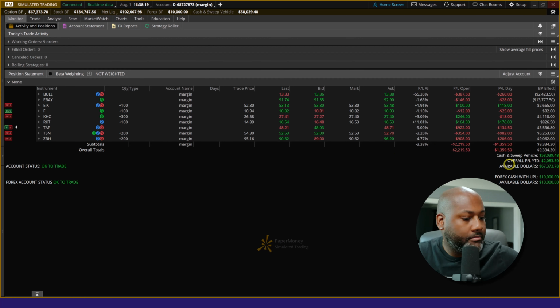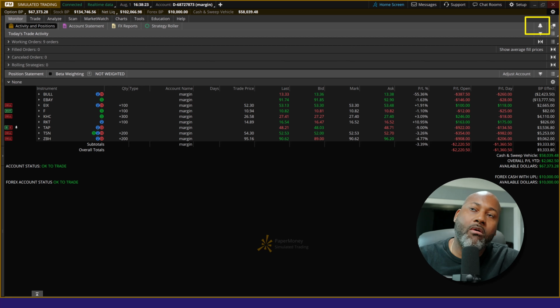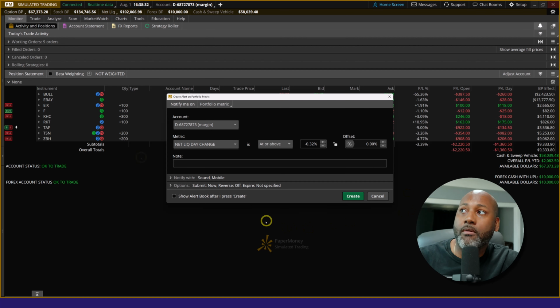Right up here, you can see that bell icon. Then you know that that creates an alert. Now, before we wanted to make an alert on the TAP security. Right now, this is set to the portfolio metric. So we need to change that to a price condition.